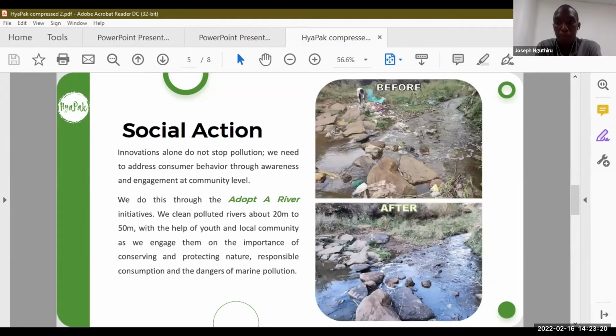Yes, so we can move on to the social action. And so we realize that just a little bit.